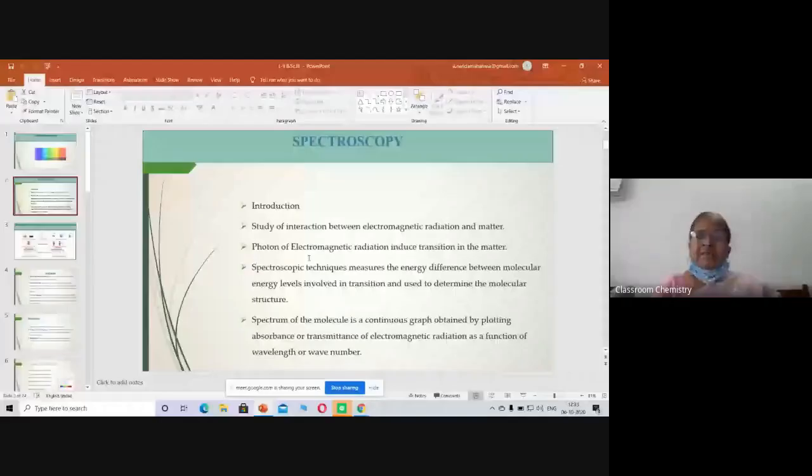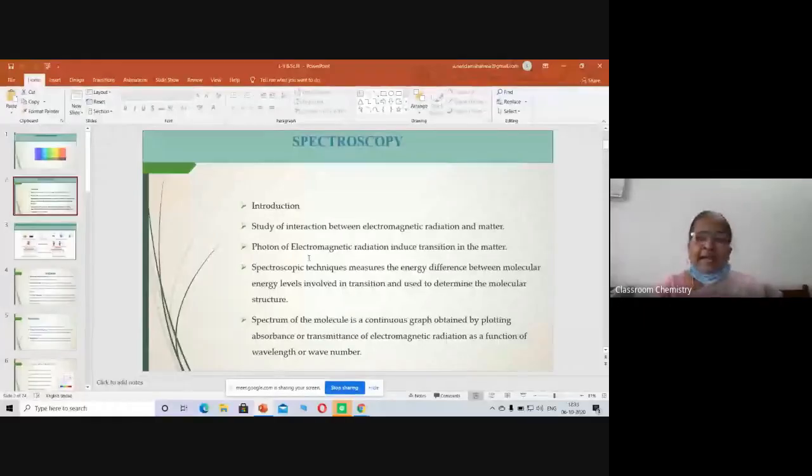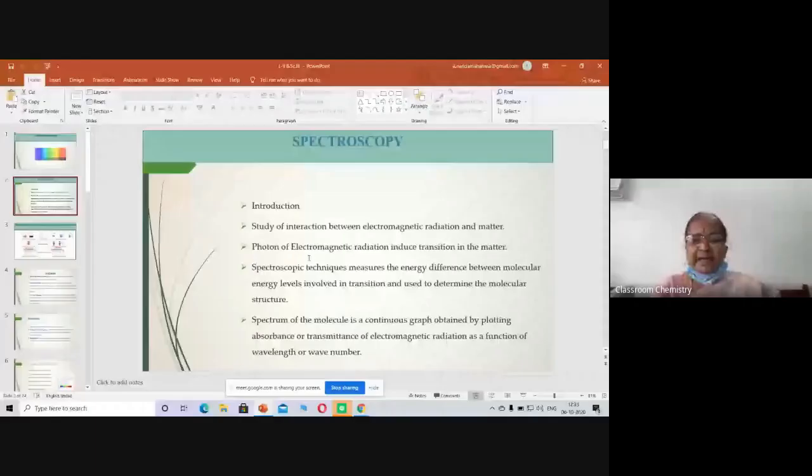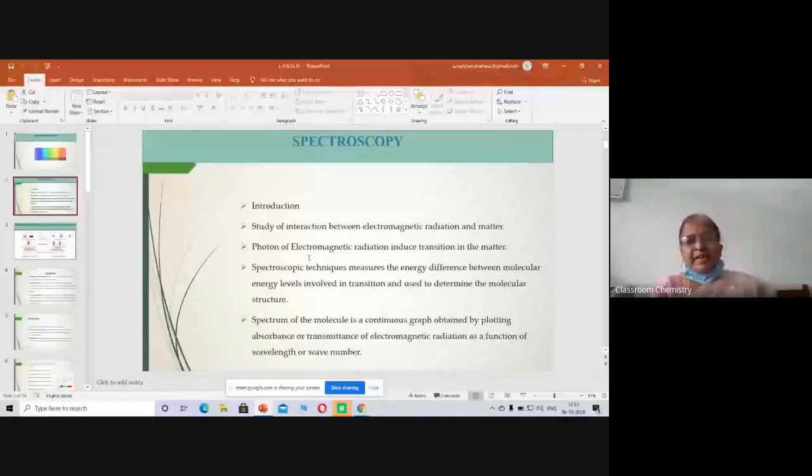That energy difference is measured by the various spectroscopic techniques, and you get the spectrum. Spectrum is recorded at that frequency corresponding to that energy difference, and from that we can determine the molecular structure. From this information we can determine the structure of the molecule. That is, it is a very important tool. With the help of this we can determine the structure of a molecule. Now what is the spectrum? Spectrum of the molecule.